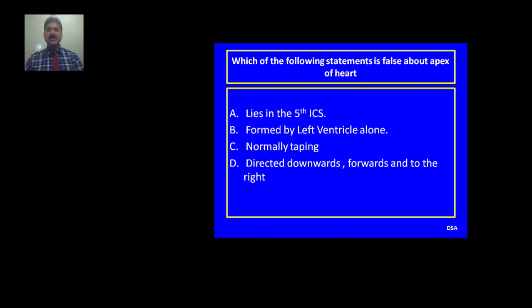Which of the following statements is false about apex of the heart? A. It lies in the fifth intercostal space. B. Formed by the left ventricle alone. C. Normally tapping. D. It is directed downwards, forwards and to the right. D is the wrong option.